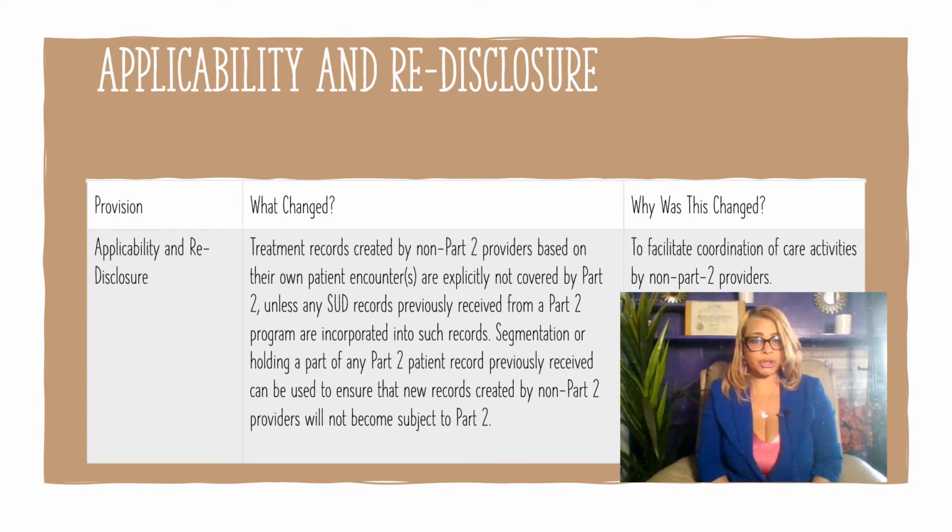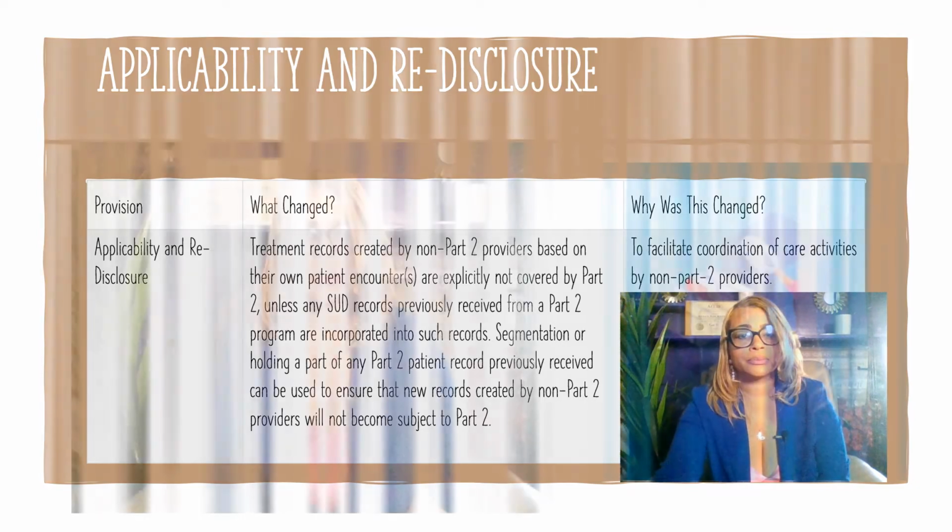What has changed under the new Part 2 rule? The revised rules modify several major sections of Part 2 as follows. Provision: what changed? Why was this changed?